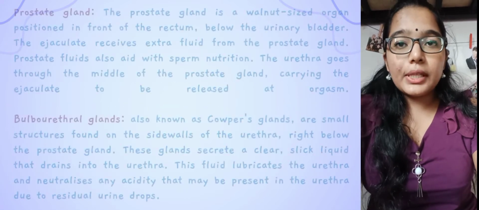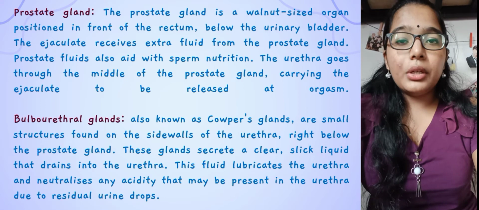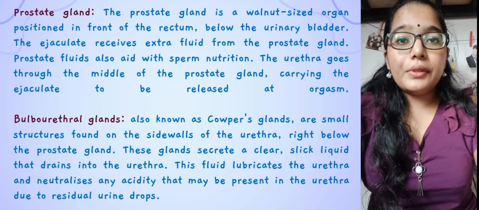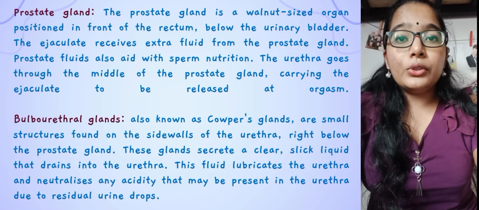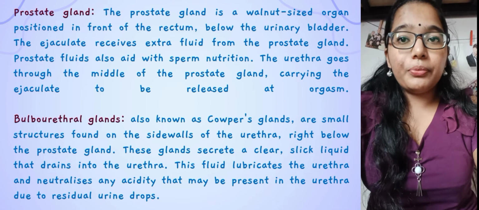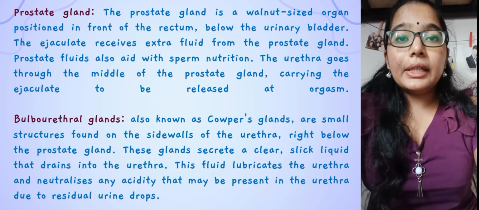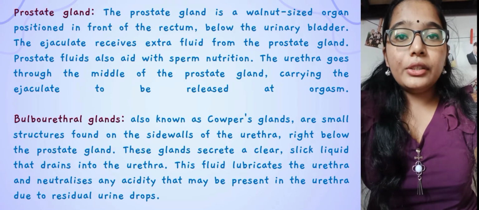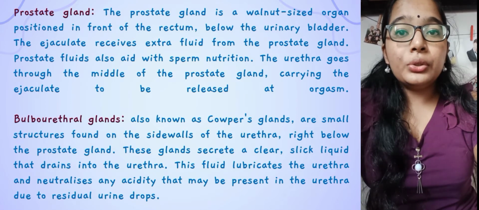Next, the prostate gland is a walnut-sized organ positioned in front of the rectum below the urinary bladder. The ejaculate receives extra fluid from the prostate gland. Prostate fluids also aid with sperm nutrition. Finally, bulbourethral glands produce clear and sticky fluid that lubricates the urethra and neutralizes any acidity that may be present in the urethra due to the residual urine drops.